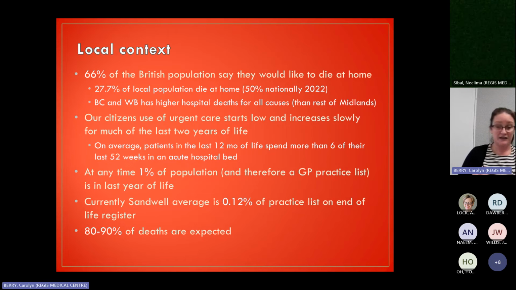And currently, in terms of looking at end-of-life care registers, which are aimed to identify people in the last year of life, we only have 0.12%. That is an average over Sandwell, so obviously some GPs are performing a bit better and some less well in terms of identification, but as an average figure for Sandwell, 0.12% of the practice list is on the end-of-life register. And 80 to 90% of deaths are expected, so it's not that we can't pick them up, we can.